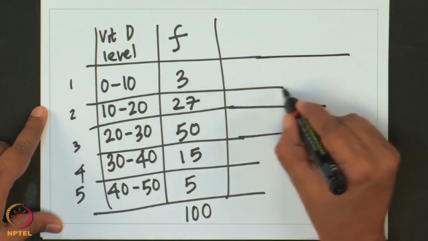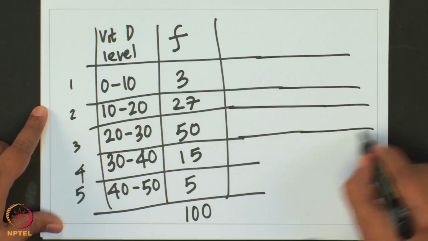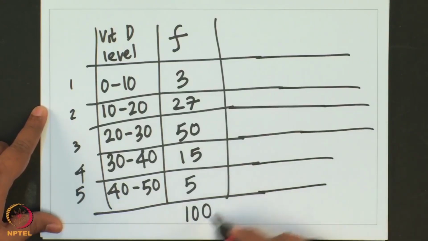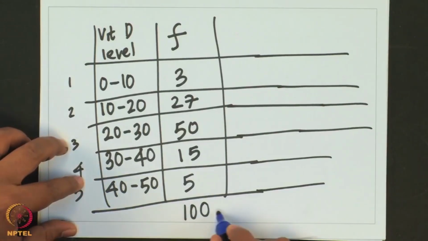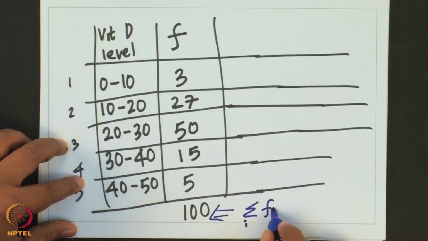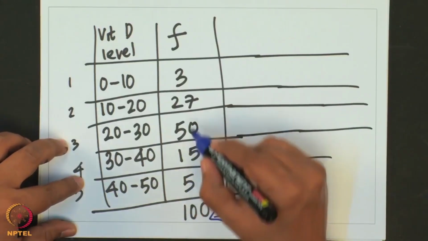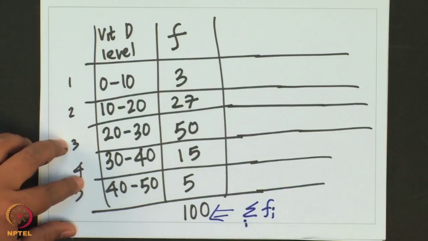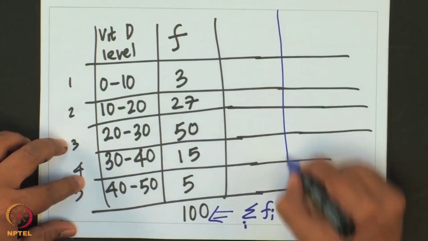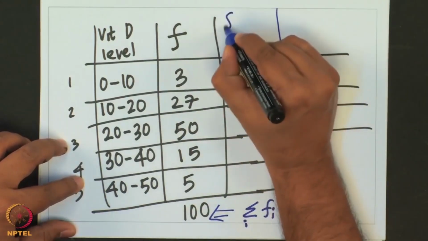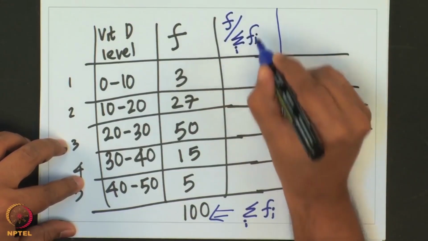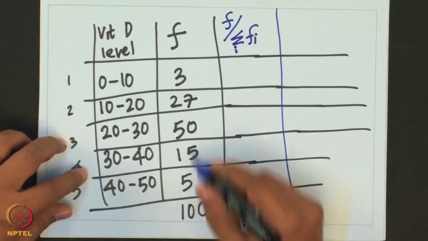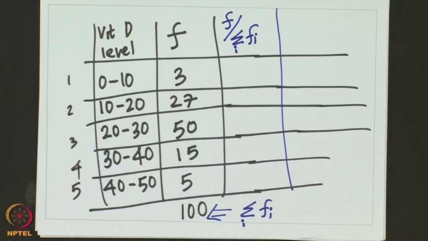Now, we can divide. So, sum over i Fi is 100. What is this? This is sum over i Fi: 5 plus 15 plus 50 plus 27 plus 3 is 100. Now, I can make a new column here, which is F divided by sum over i Fi, in other words, F divided by 100. So, I can divide each of these numbers by 100.